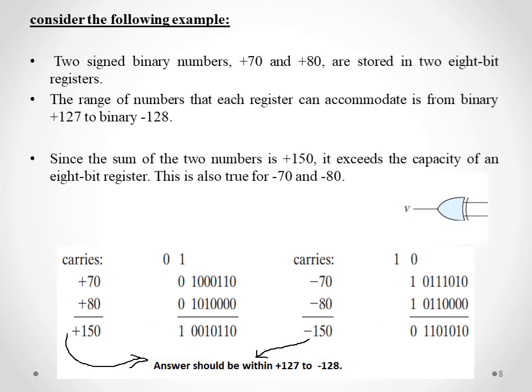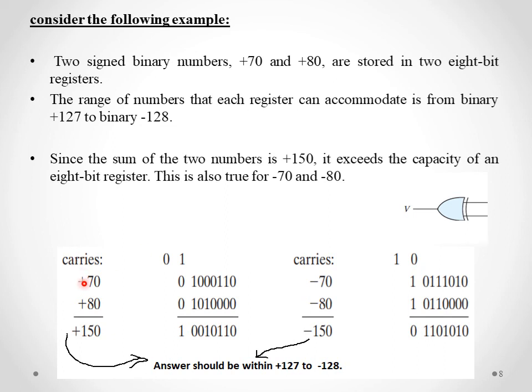When two signed binary numbers plus 70 and plus 80 are stored in two 8-bit registers, the range of numbers that each register can accommodate is from binary plus 127 to binary minus 128. Since the sum of the two numbers is plus 150, it exceeds the capacity of an 8-bit register. That is, the 8-bit register capacity is plus 127 to minus 128, but the result is plus 150. It exceeded plus 127. So in this condition, carries exist.